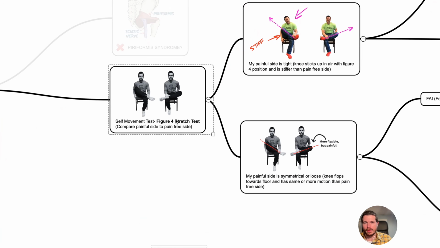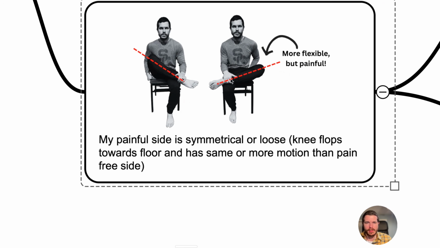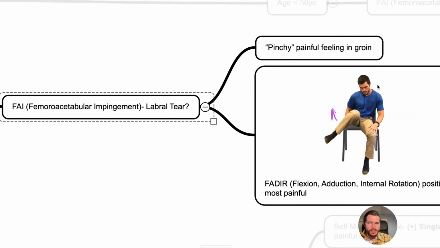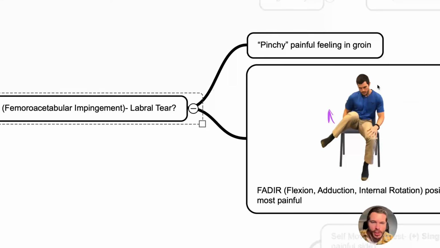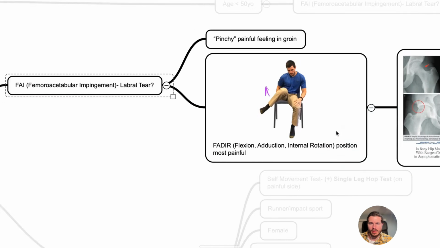Now, let's just say that you do this figure 4 stretch test, and it's not stiff and painful. It is symmetrical. These lines are either the same, so you've got equal flop towards the floor with your hip motion, or actually it's pretty common that you'll see the painful side be more flexible. What's going on there? Well, it could be a labral tear. It's possible you just haven't seen the restricted motion yet, and so you will see, again, a pinchy feeling in the groin, the most common problem for an issue inside the hip joint. So a labral tear is a problem inside the hip joint, and again, this will be yucky.